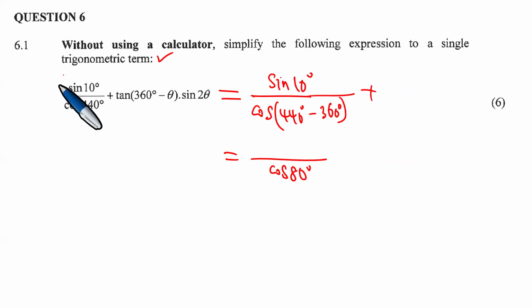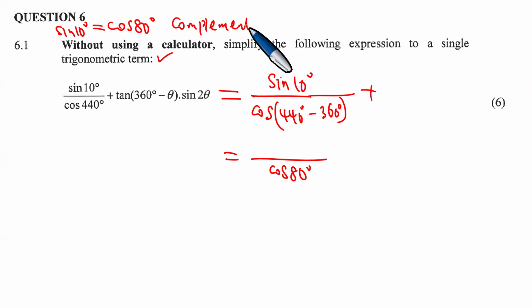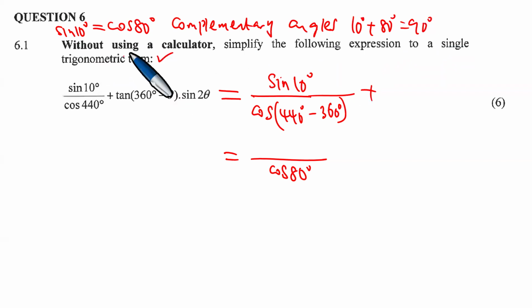co-functions. Cofunctions, well done. So in other words, cosine 80 degrees equals sine 10 degrees, because 10 degrees and 80 degrees, when you add them, you get 90, and they are called complementary angles. The complementary angles are those angles whose summation is 90 degrees. So if you add the 10 and the 80, you get 90 degrees. And these are called complementary angles. Therefore, we have the sine of 10 degrees.